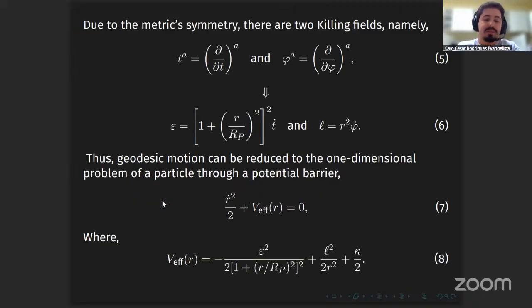So this is the metric. It's pretty simple, as we saw. And because it's spherically symmetric, we have energy and angular momentum as conserved quantities, and we can talk about geodesic motion in this spacetime. And there's a subtlety that we have here.